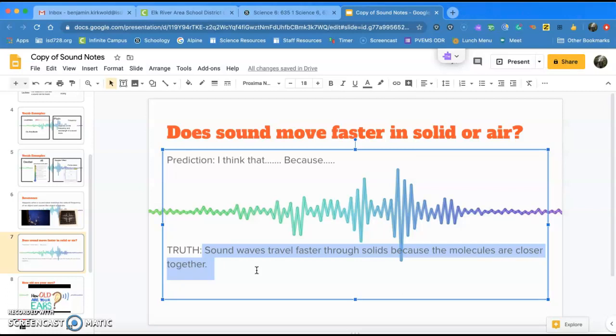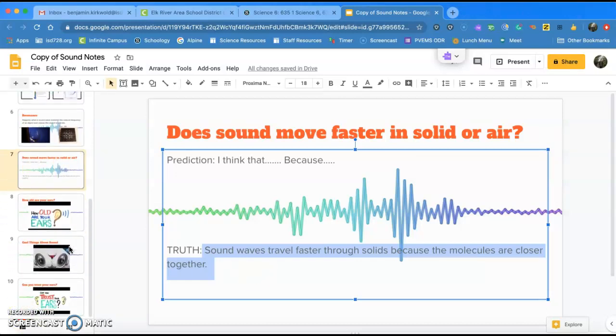But if I line up a whole bunch of sixth graders and they're all shoulder to shoulder and I shove one, well, immediately the next one is going to be shoved, and the next one and the next one and the next one. So when we're talking about sound, sound is actually going to move faster through a solid because those molecules are closer together. Something cool to keep in mind.